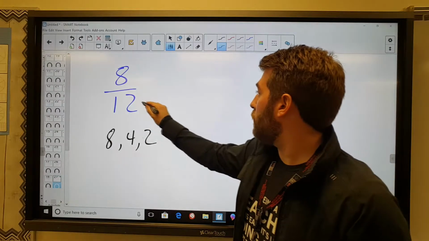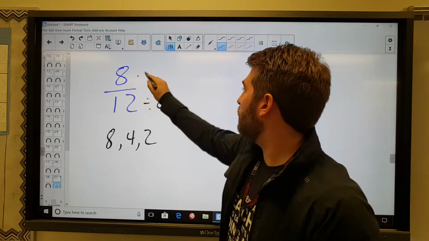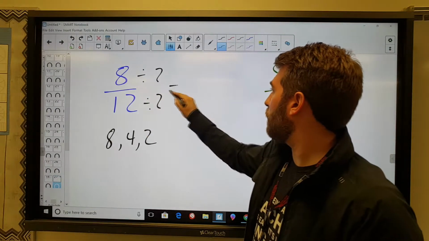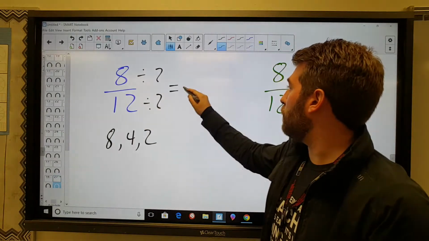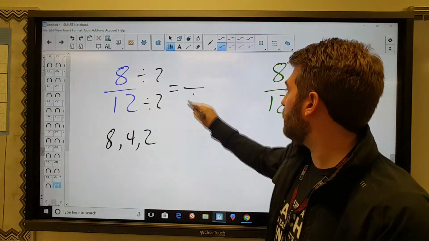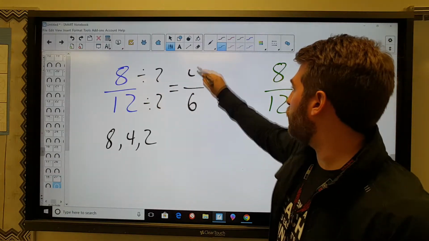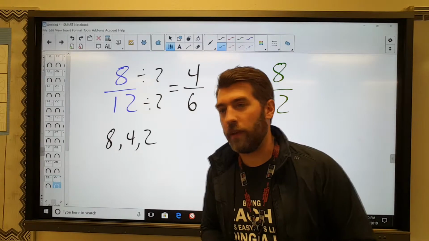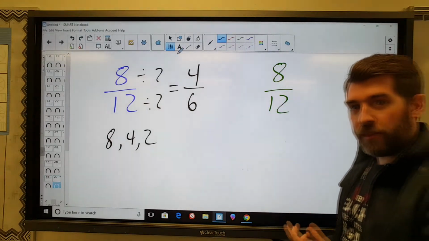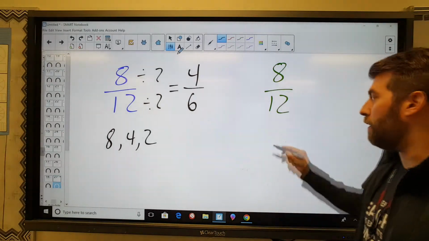Well, if I divide both of these by 2, 2 goes into 12 6 times. 12 divided by 2 is 6. 8 divided by 2 is 4. Cool, we reduced it.